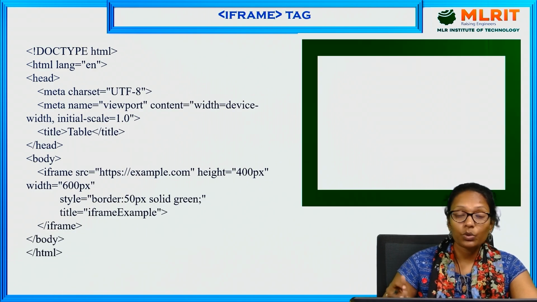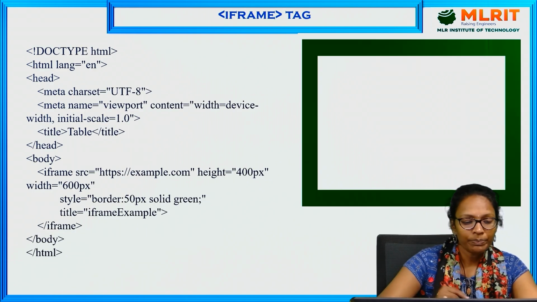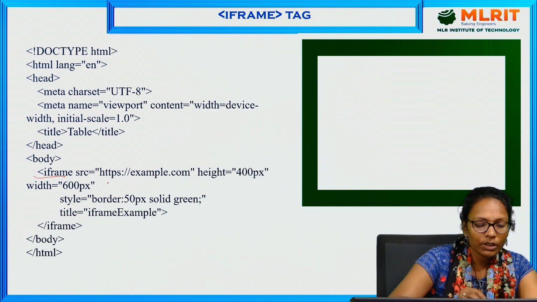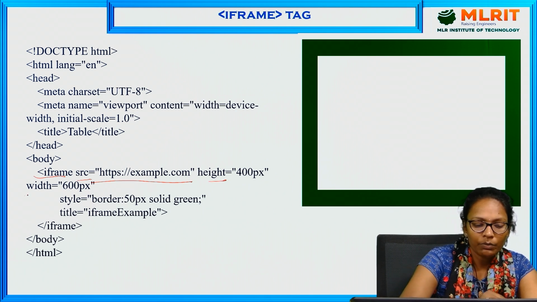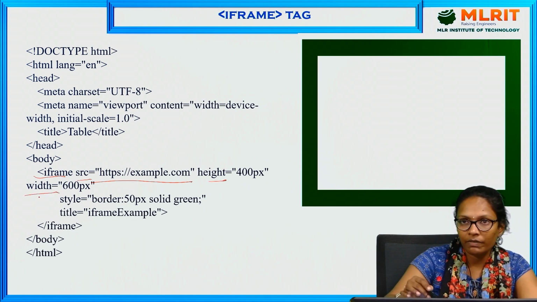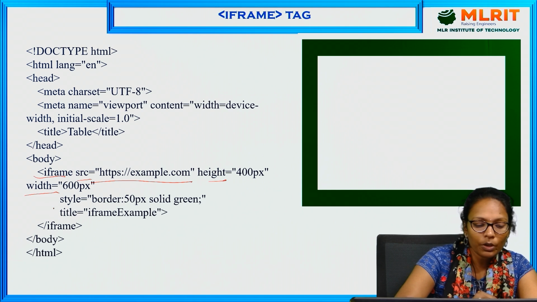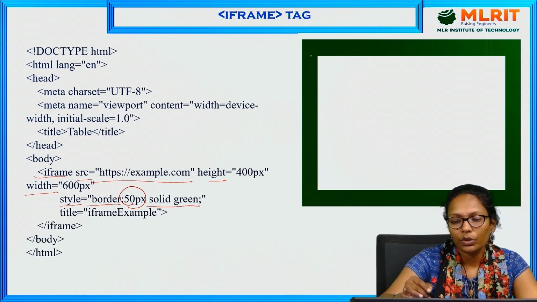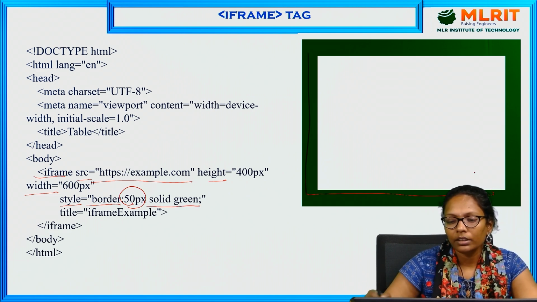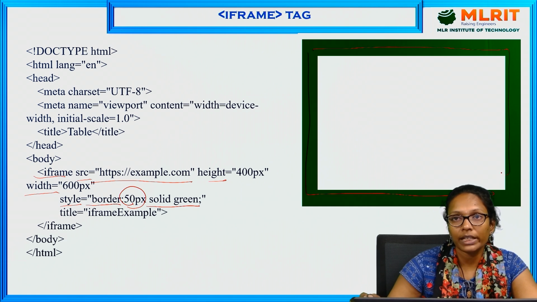So now coming to the next example, the same example. You can see iframe, source is equal to example.com. I'm providing some height and width. With this height and width, a frame will be created. Also, I'm mentioning the styles. So what are the styles here? I'm mentioning the border should be 50 pixels width and the color of the border should be solid green. You can check the solid green color with the 50 pixel width, a border is created.